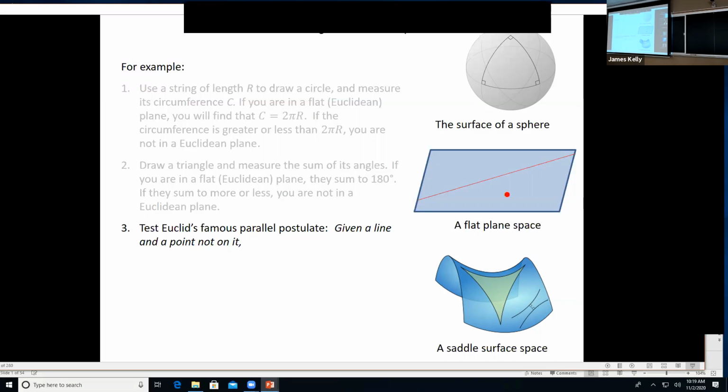So the parallel postulate in the context of Euclidean geometry says, given a line and a point not on it, so I've drawn a line here in this Euclidean space, and a point not on the line is the red dot, there's exactly one line through that point not on the original line, which does not intersect the other line. That's one statement of the parallel postulate.